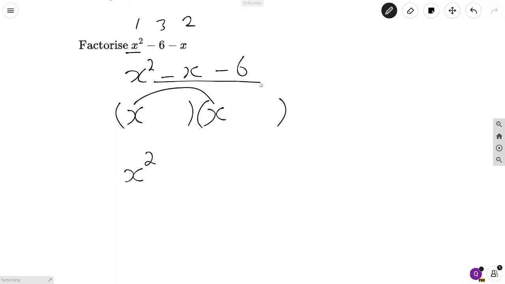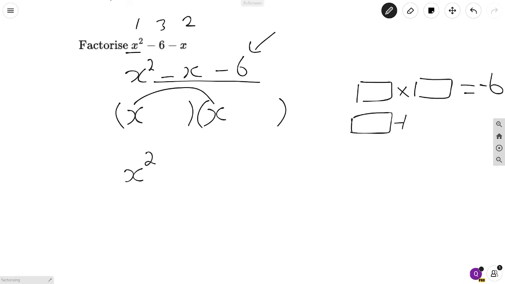To do that, we need to find two numbers which multiply together to make this minus 6. Those two numbers also need to sum together to make the number of x's we have, or the coefficient of x. So we have minus x, which means we have minus 1x. So they need to sum together to make minus 1.